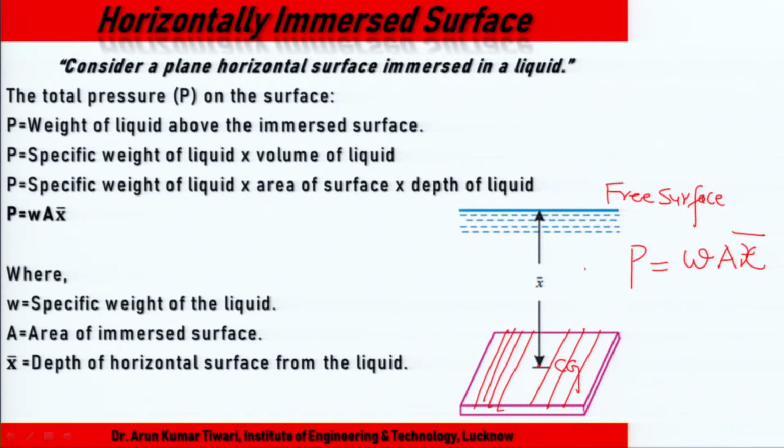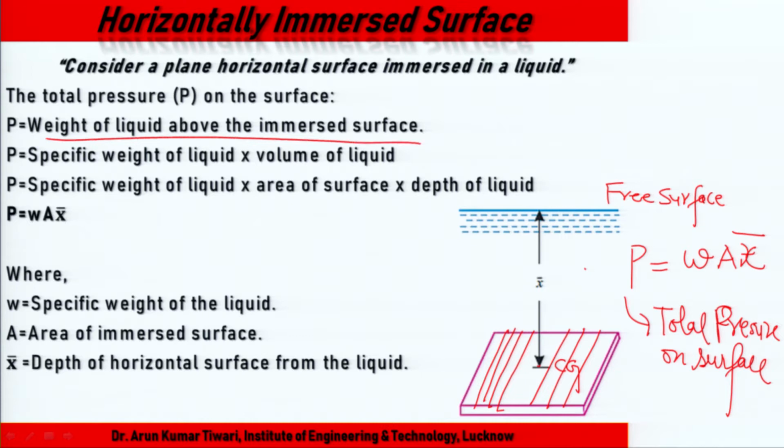What is capital P? Capital P is the total pressure on the surface. Who creates the total pressure? The weight of the liquid above the immersed surface. That is the total pressure.